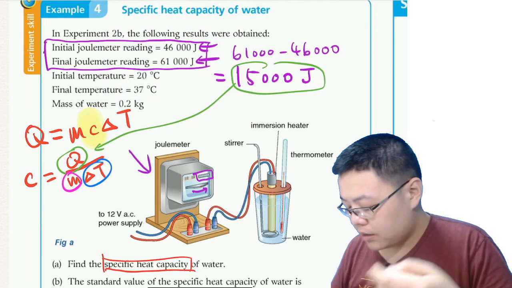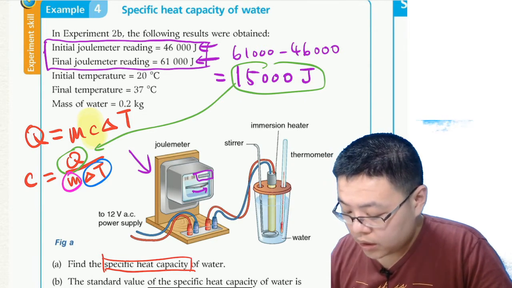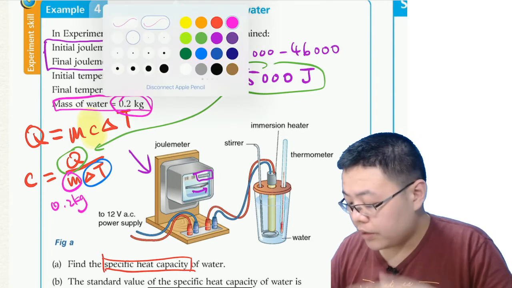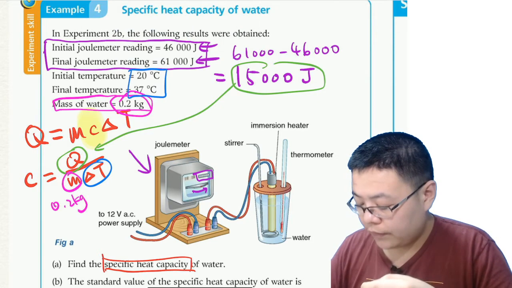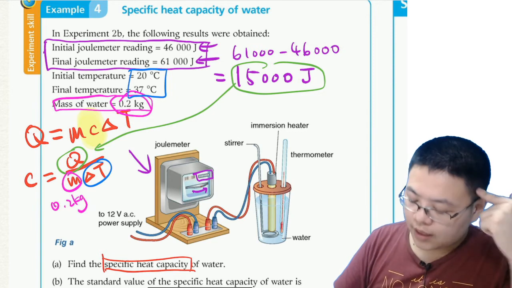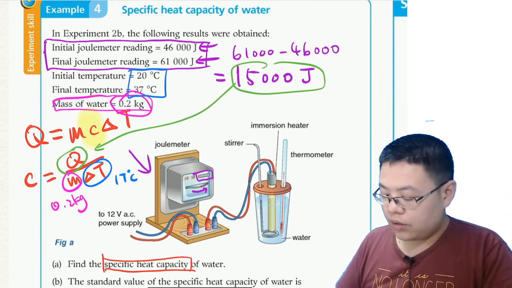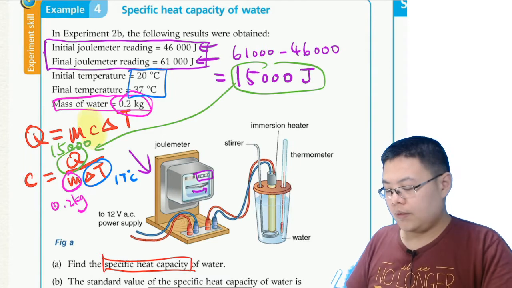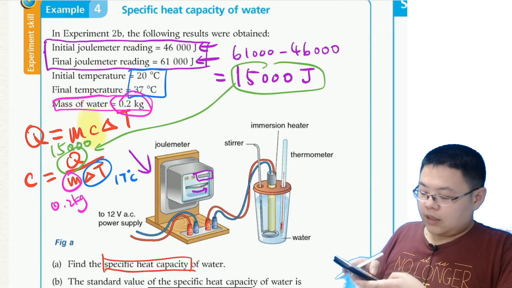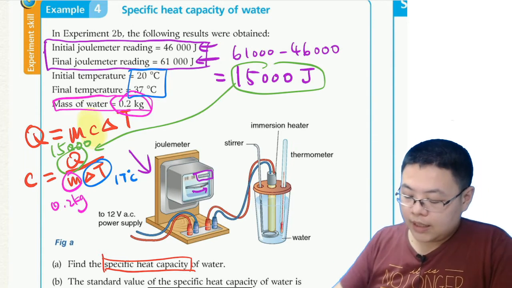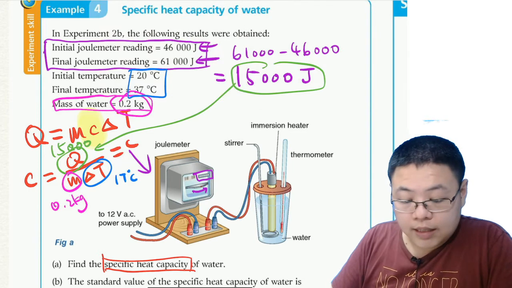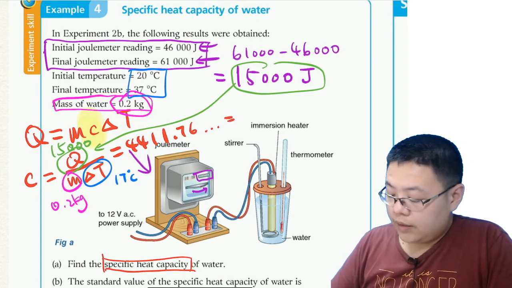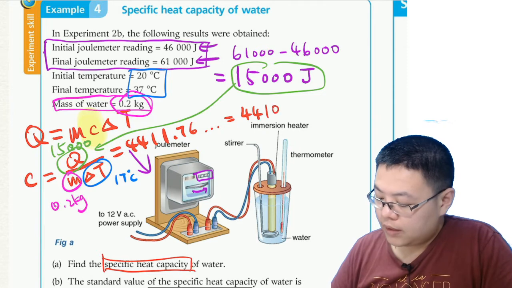Okay, so the mass of the water is here, 0.2 kg. And the temperature is here, from 20 to 37, so 17 degrees Celsius. So use the calculator, c=15000÷0.2÷17, the specific heat capacity is 4411.76. But in physics, usually we just use three significant figures.